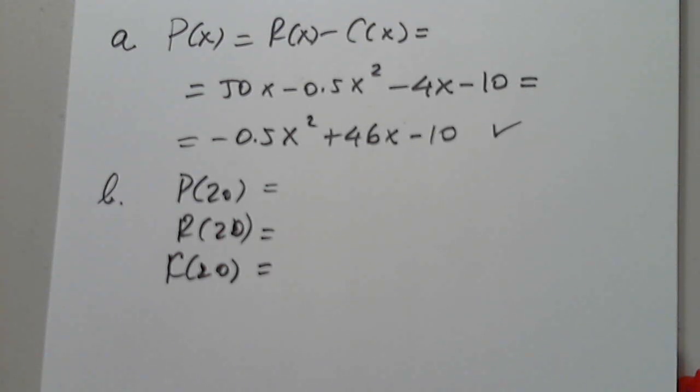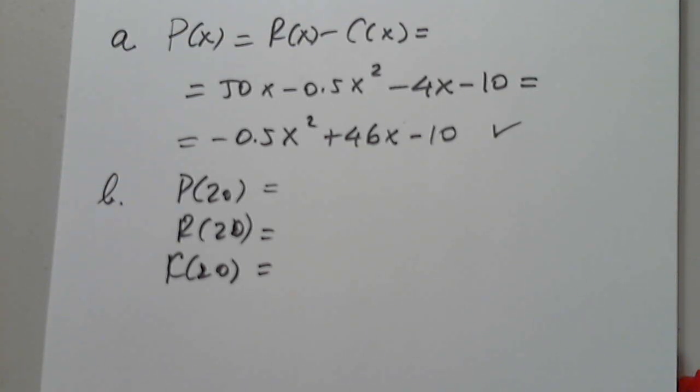Okay. So in y equals, I clear everything I have, and I'll put them in this particular order. Profit, negative 0.5x squared plus 46x and minus 10. First one is profit, then is revenue, 50x minus 0.5x squared. And the last one is the cost, 4x plus 10.